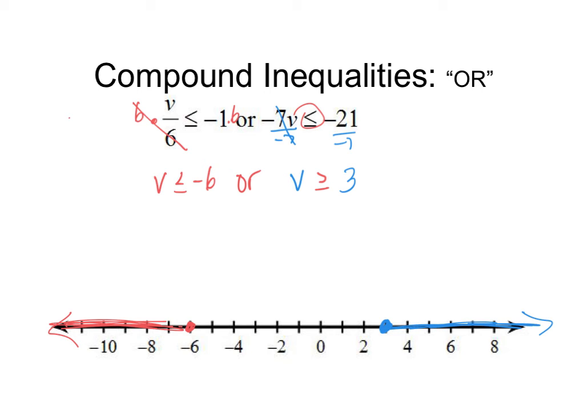So notice that everything on this number line is an answer except what's in between. Everything that's in yellow is not a part of my answer. So for and, the answers were the numbers in between the two. But for an or, the numbers would be on the opposite sides. And that is the only difference between an and an or.